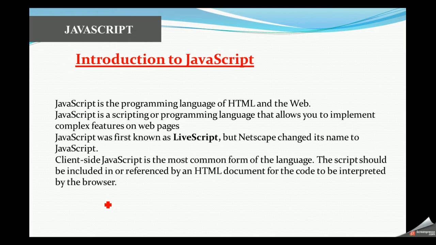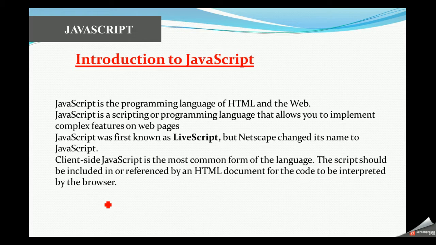So let's see once again what JavaScript is. JavaScript is the most popular scripting language, and it has been used widely in recent years. JavaScript is a dynamic computer programming language, and it can calculate, manipulate, and validate data.